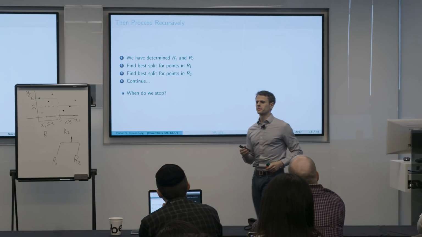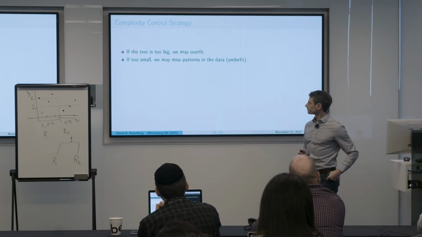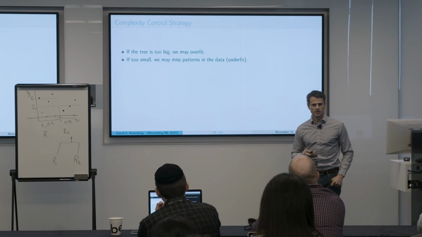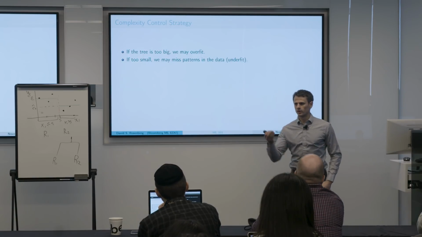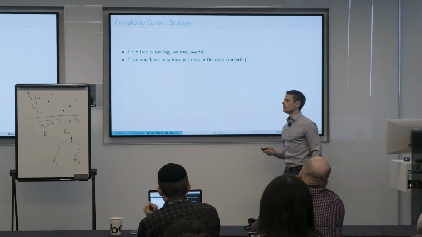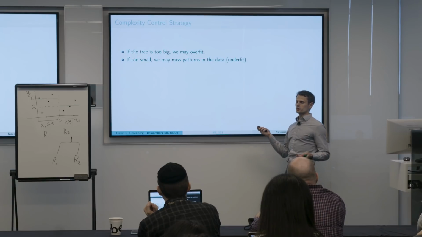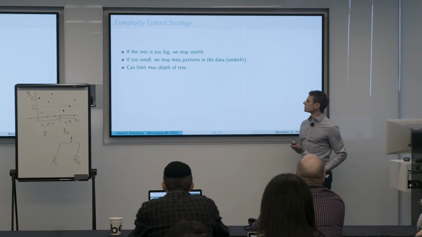Still a bunch of points to make. Any questions before we dive in some more? All right. So first there's the issue of overfitting. When do we stop building these trees? When do we stop splitting our nodes? And so the trade-off is obvious. If the tree is too big, we might overfit. If it's too small, we'll miss certain patterns.